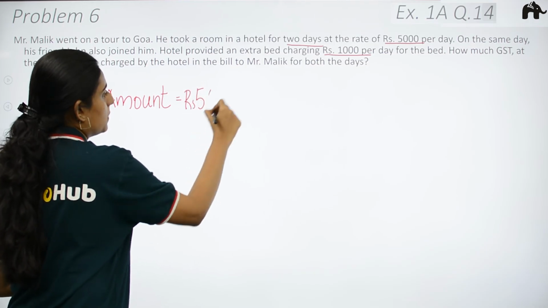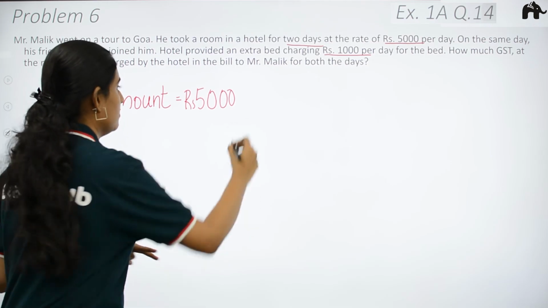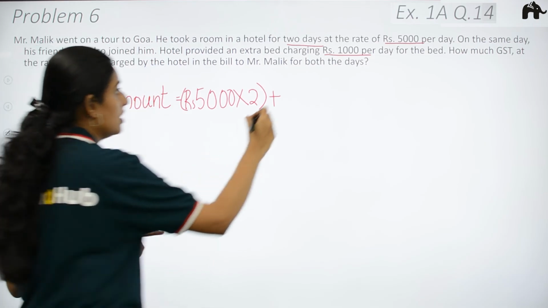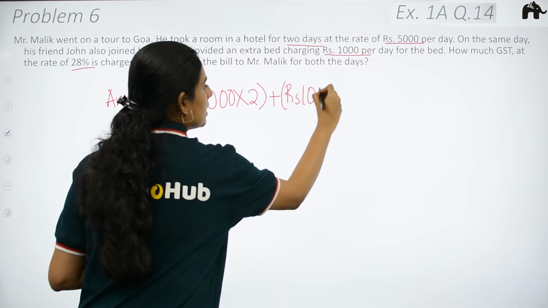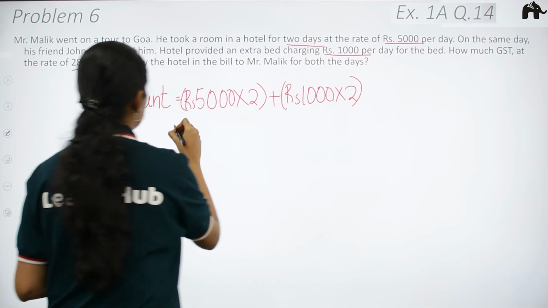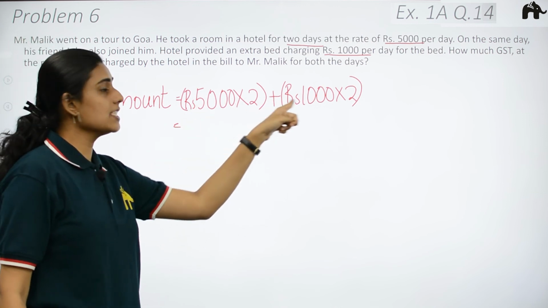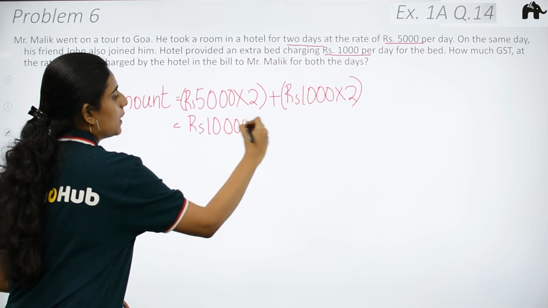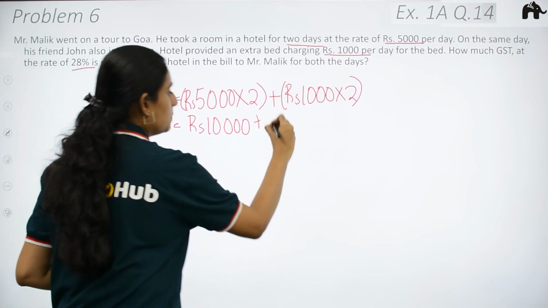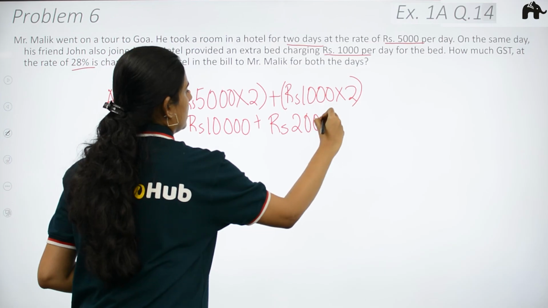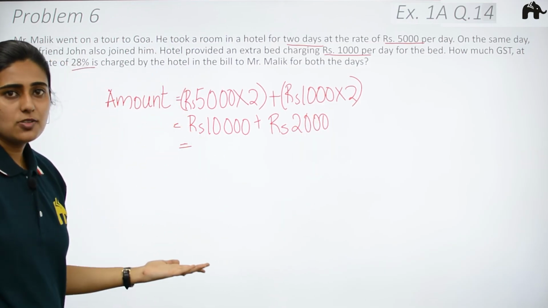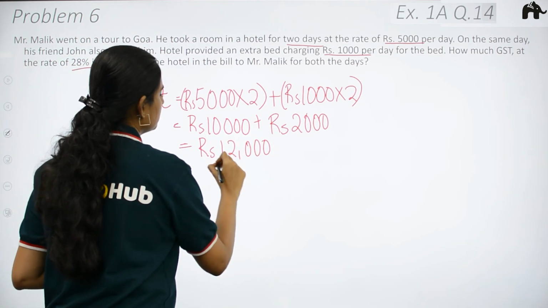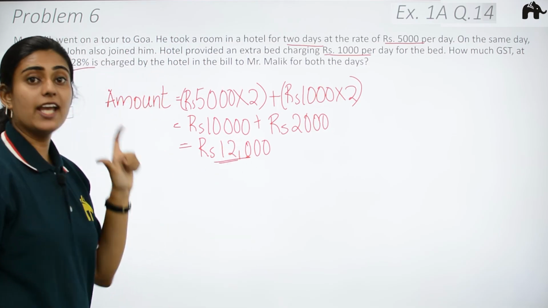In case of Malik, it is rupees 5,000. He is staying there for 2 days, which means into 2. What about John? For John, it is rupees 1,000. He is also staying there for 2 days. That is rupees 5,000 into 2 plus rupees 1,000 into 2. Rupees 5,000 into 2, you will be getting rupees 10,000 plus rupees 1,000 into 2 is rupees 2,000. 10,000 plus 2,000? Yes, rupees 12,000. This is the total amount excluding the tax.